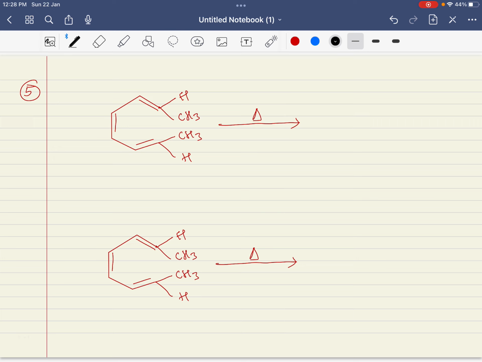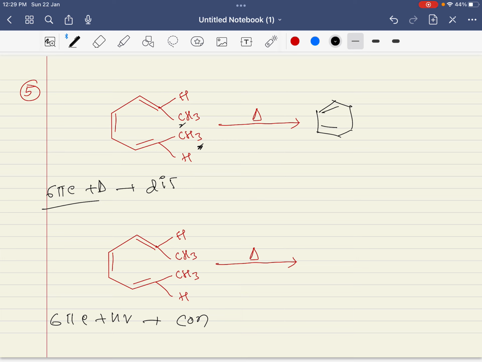Next thing we'll see is, we are changing the position of methyl groups here. So again, the 6 pi electron system and thermal condition, you know that you need to do disrotatory. Here it is 6 pi electron system and photochemical condition means you have to do what? Conrotatory. We'll apply this knowledge here. Basic thing is you need to write this product. You have to decide stereochemistry, that's it.